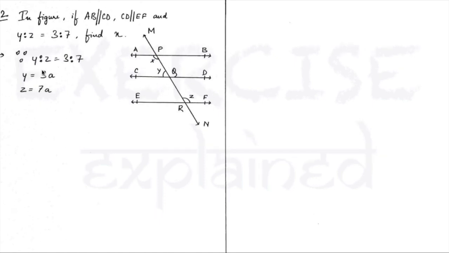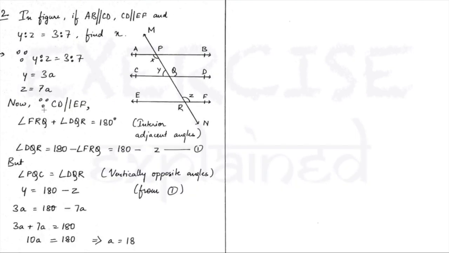So see, Y is to Z is given as 3 is to 7. So if we consider a pizza of full size, if we divide it into 10 parts, it is like 3 parts goes for Y and 7 parts goes for Z. So what we do over here is Y we take it as 3A and Z we take it as 7A. I have considered A as a variable. You can consider anything else.